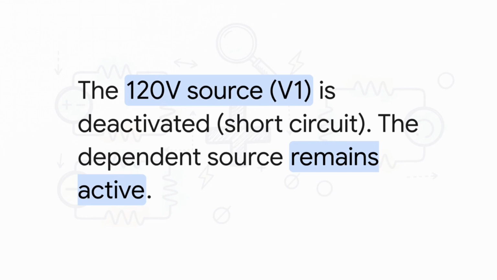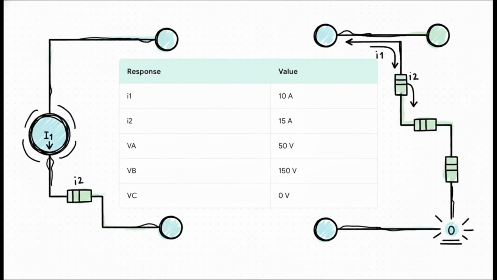First up, let's figure out what the 10-amp current source is doing all by itself. To do that, we need to deactivate the 120-volt source. Remember the rule, we replace it with a short circuit. And of course, that dependent source just stays right where it is. We don't touch it. So, with that voltage source out of the way, the circuit is way easier to solve.